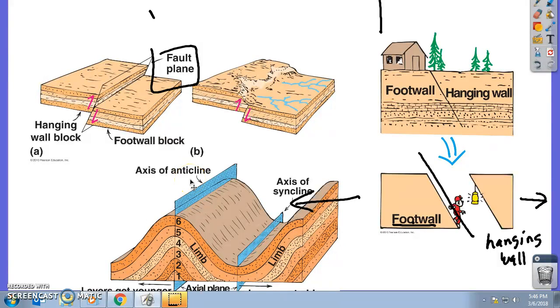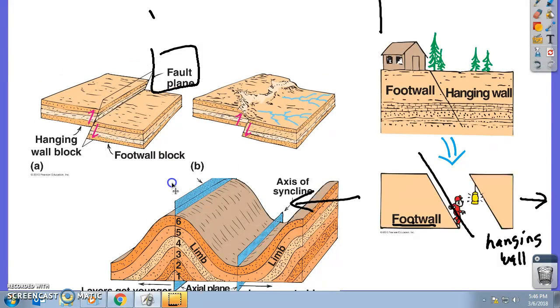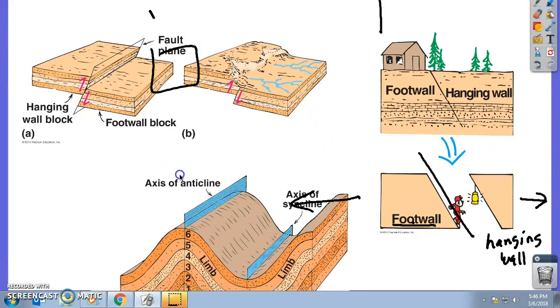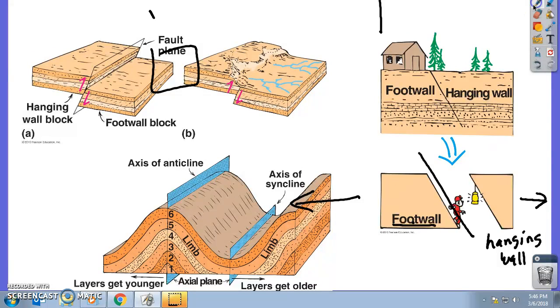And the tops of the hills, if you will, are called the anticlines. The valleys, or the low spots, are called the synclines. So you'll need to know those two words. The anticline. There we go. Anticline is the hills, and syncline are the little valleys down here.